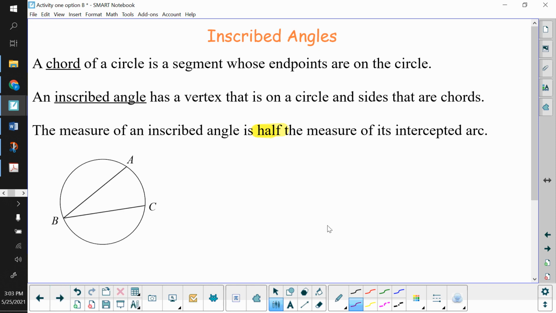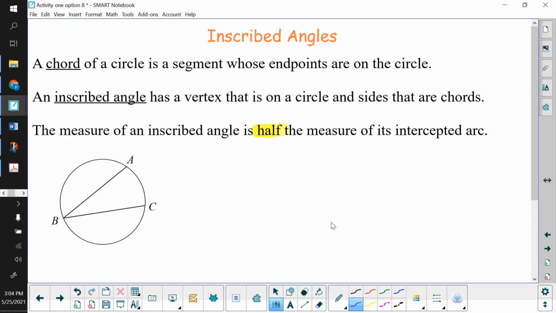The other type that we're going to talk about today is an inscribed angle. So a chord is just when you have a line segment whose endpoints are on the circle. So AB and BC are both chords there. When they meet on the circle, it forms an inscribed angle. So an inscribed angle has their vertex that is sitting on the circle.